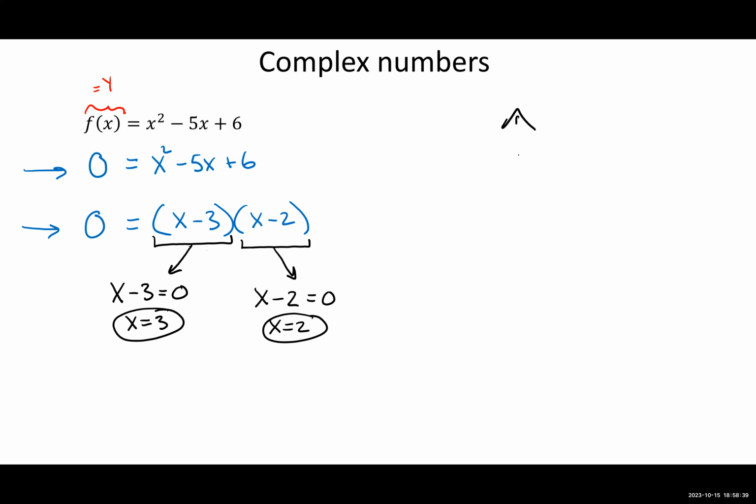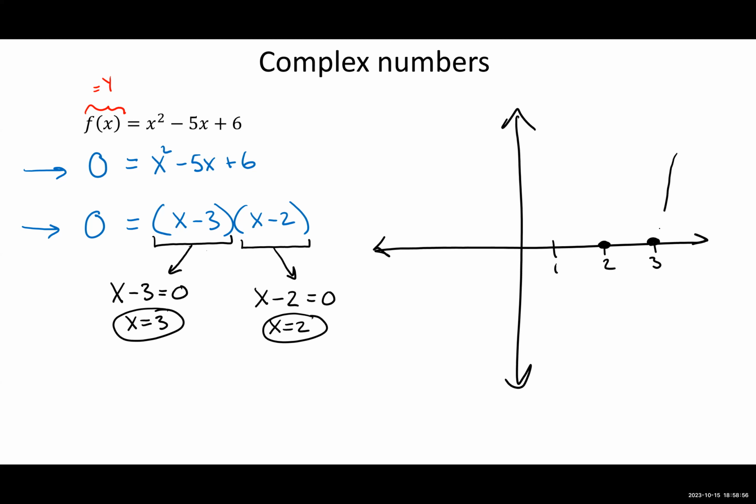Now what this means is, in terms of the graph of this function, there's an x-intercept when x is equal to 2. There's an x-intercept when x is equal to 3, and the graph does something like this.